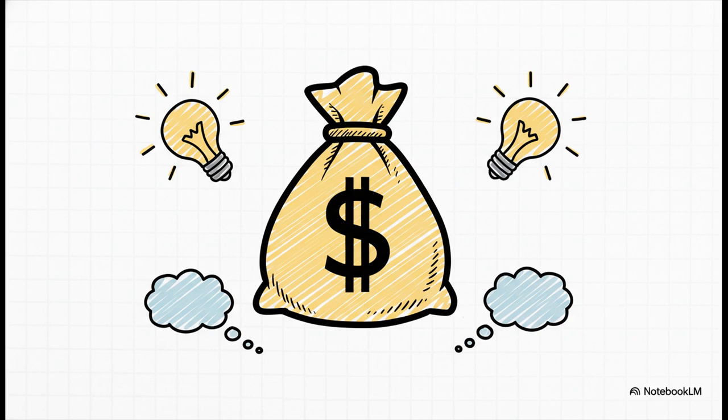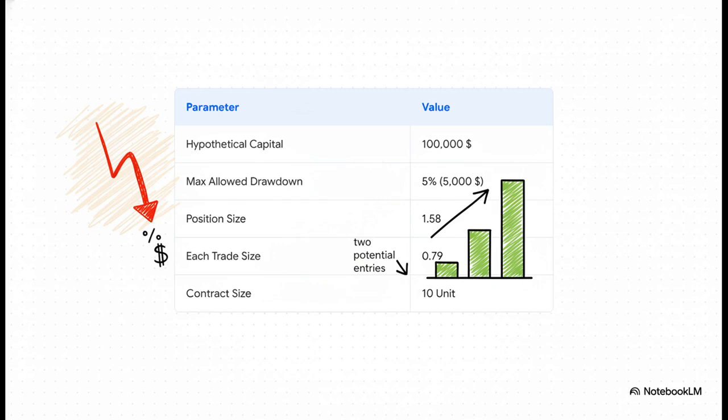Okay, to make the risk part of this a little easier to digest, the rest of the math is based on a hypothetical starting capital. For this case study, we're just going to use a round number, $100,000. So using that hypothetical 100 grand, here's how the risk was laid out. The absolute maximum allowed loss, or drawdown, was capped at 5%, which comes out to $5,000. So based on all those parameters we just saw, the model calculated a total position size of 1.58, and that would be split into two separate trades of 0.79, but only if both entry points were actually triggered.